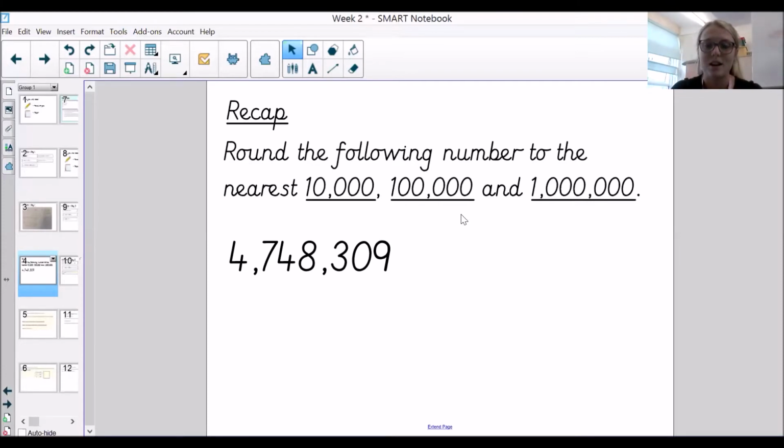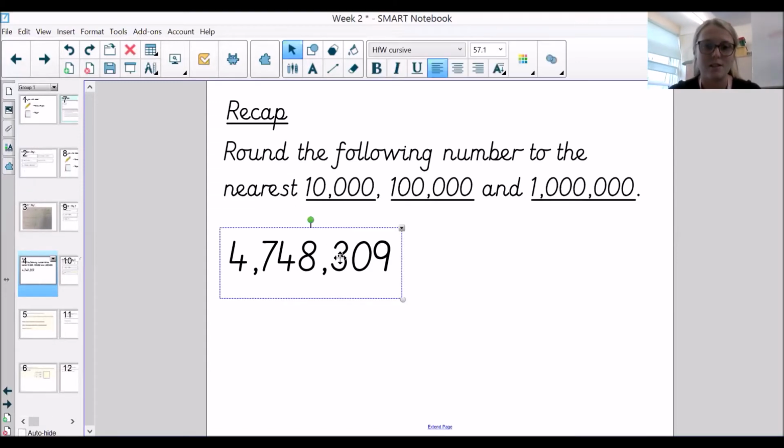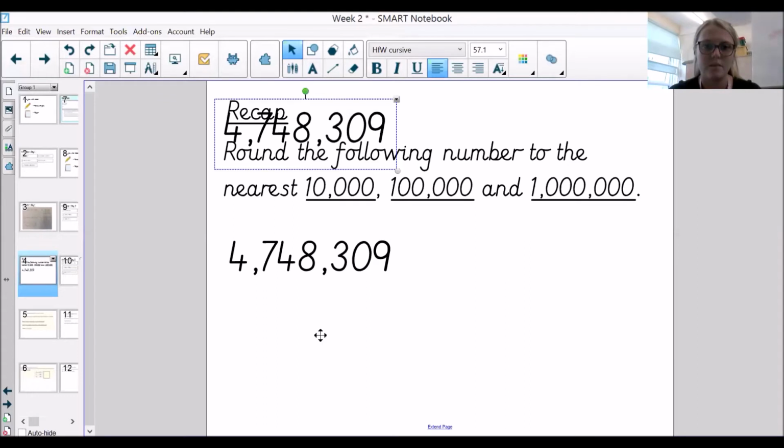So it's: mark your place, look next door, 5 or greater, add 1 more. Numbers before stay the same, numbers behind, zero's their name. Okay, so I'm going to do to the nearest 10,000 first.